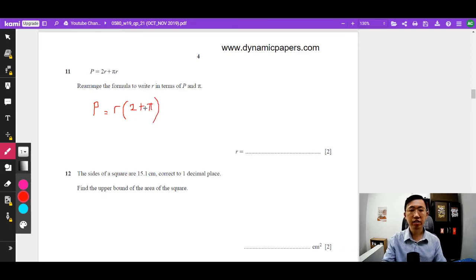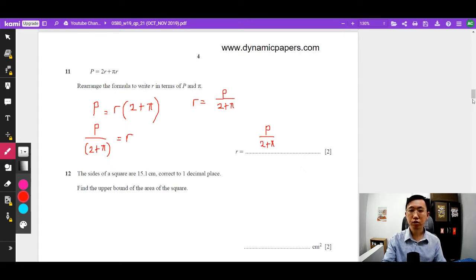Now you see here, side by side means multiply. So I'm going to shift the whole bracket down towards the other side, like this. It's like a divide. Multiply on the right hand side, move towards here, will become divide. And you already get your r, see that? So let's write one more time. R is equal to p over 2 plus pi. So this is the final answer, 2 plus pi at the bottom.